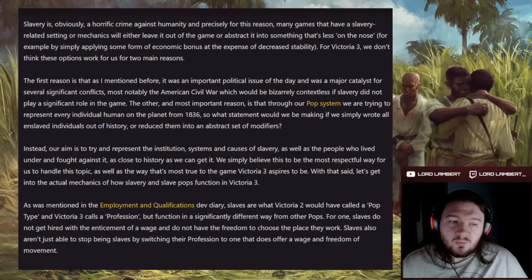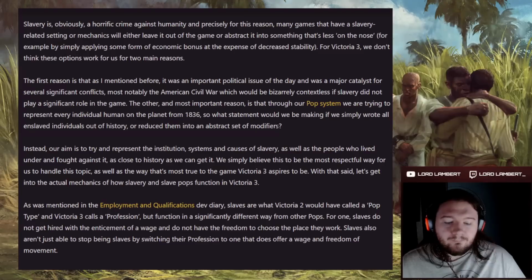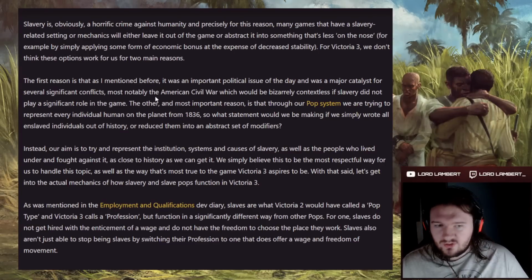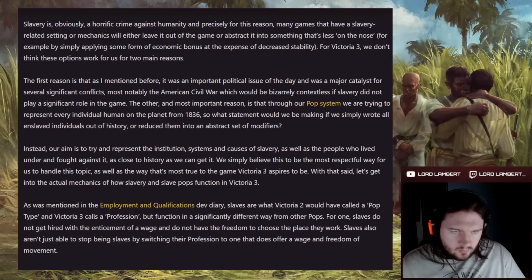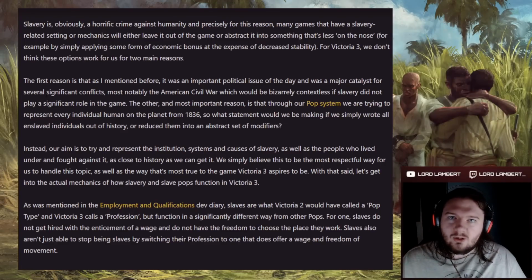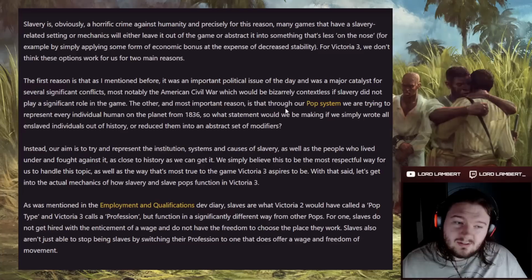So what statement would we be making if we simply wrote all enslaved individuals out of history, or reduced them to an abstract set of modifiers? Yeah, totally agree. While the slave owners may have seen these people as trade goods, they were still people, right? So it absolutely makes sense. If you're trying to represent every single person on the planet, they're people. They're not trade goods. Paradox is not a plantation owner that sees these people as trade goods, so it makes sense.